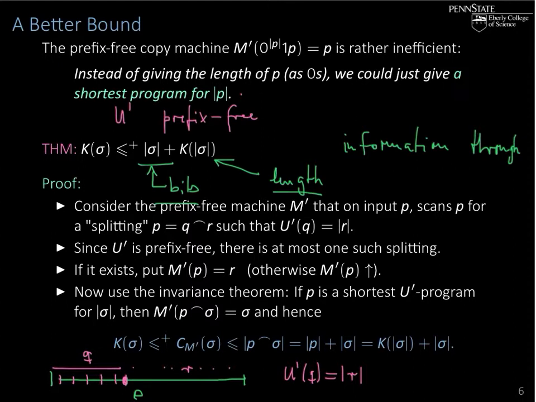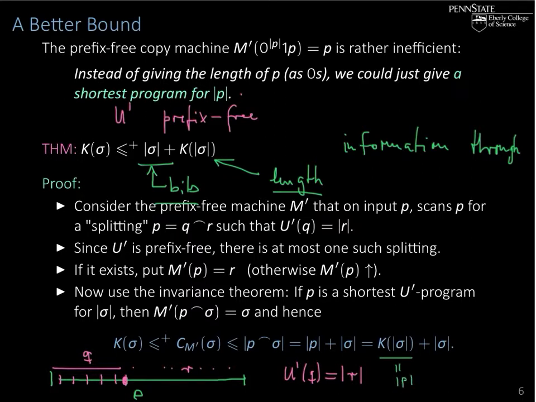But the length of P, P was assumed to be a shortest U prime program for the length of sigma. So that's actually the same as the prefix-free complexity of the length of sigma. So that's the length of P here.